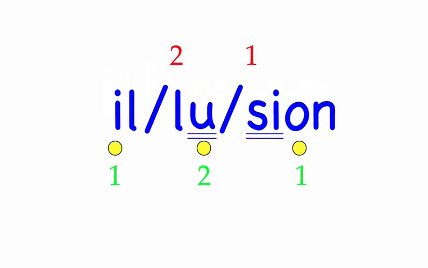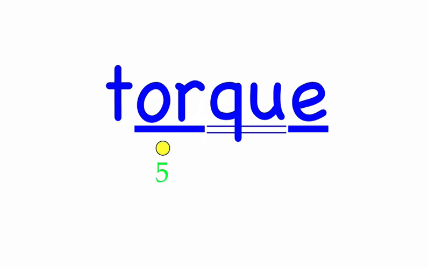Illusion. And our final word is torque. Torque. Torque refers to a twisting motion. Torque. 3 sounds. T, or, k. Torque. Mark the word. Torque. Here, QU again is representing its second sound, so we double underline it. And this completes the dictation of words from lesson 501.